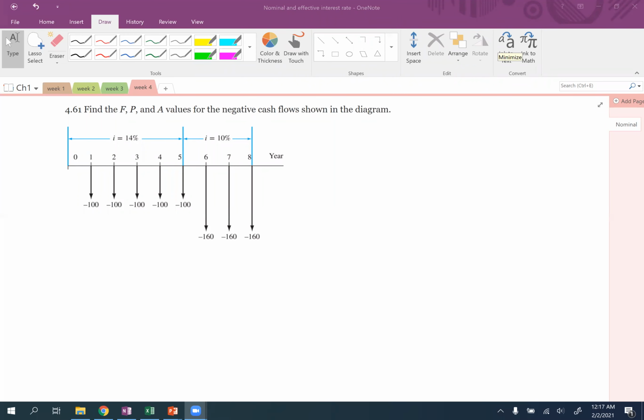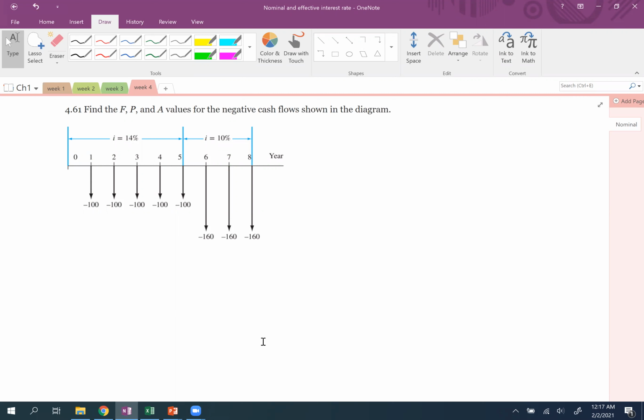Hi everyone. As I promised, there is one single problem 461 from your chapter 4 that I would like to discuss over here. It's a very good example and it's very practical and applied. It happens a lot that your interest rate changes somewhere in the middle of your planning horizon.